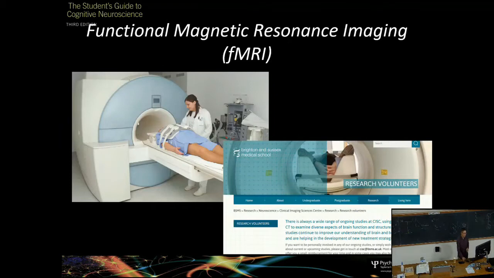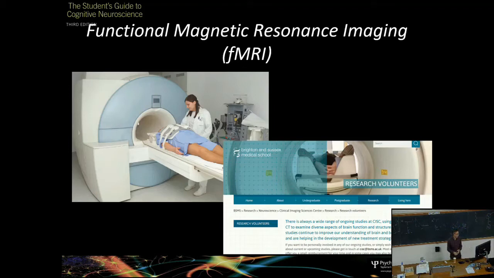How many people have taken part in an fMRI study of the brain? Not many, a few. So you do see adverts around. If you're interested, we have one on campus, called CISC, C-I-S-C, the Brighton Sussex Medical School. It's in the science car park. You can take part. They'll give you a little bit of money, but they will give you a 3D image of your brain. Okay? You'll get to see it in all the cross-sections, like a movie. So we're always looking for volunteers. And you can learn a little bit about how these experiments work.